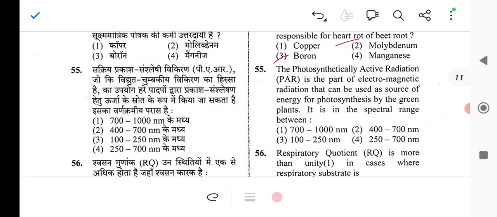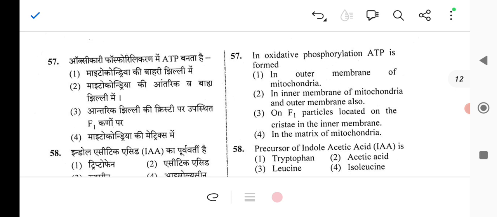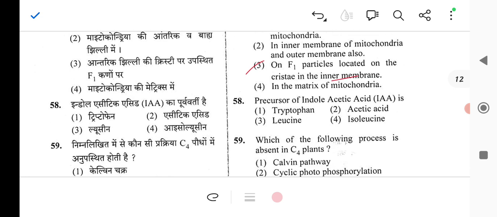Next is, the photosynthetic active radiation PAR is the part of electromagnetic radiation that can be used as a source of energy for photosynthesis by green plants. It is spectral range between. So PAR ranges in 400 to 700 nanometer. Next is, respiratory quotient is more than unity, more than 1 in case of organic acids. Next is, in oxidative phosphorylation, ATP is formed in. So ATP is formed on F1 particles located on the cristae in the inner membrane. Please remember, inner membrane. Next is, precursor of indole 3 acetic acid, it is tryptophan.